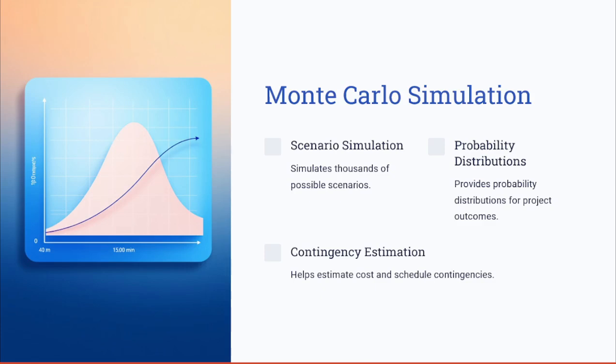To start with, Monte Carlo simulation. Monte Carlo simulation is a powerful tool in quantitative risk analysis. It uses probabilistic inputs to simulate thousands of possible scenarios and generate a probability distribution of the project outcomes. For example, by inputting variability in costs or duration, the simulation can estimate the likelihood of meeting budget or schedule targets. This technique is particularly valuable for identifying contingency reserves, ensuring that the project is better prepared for uncertainties.